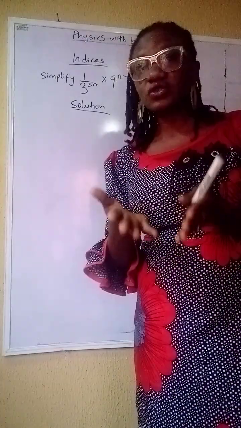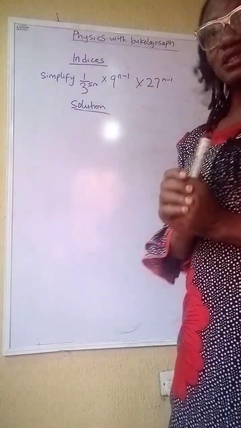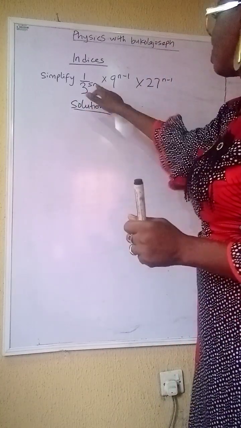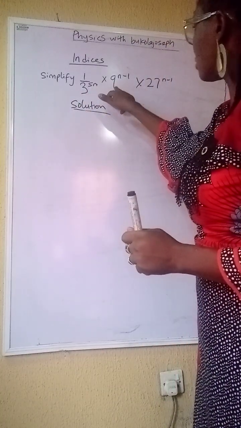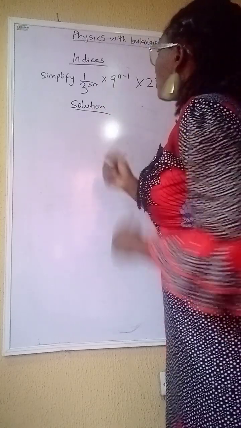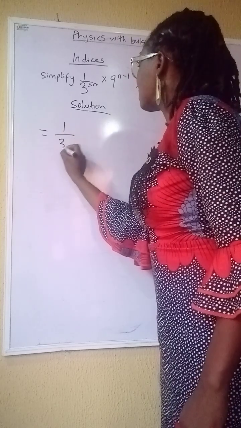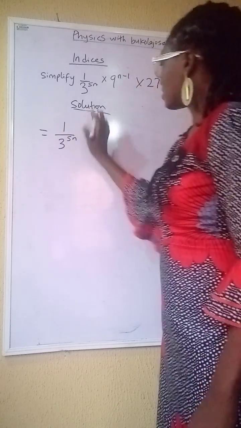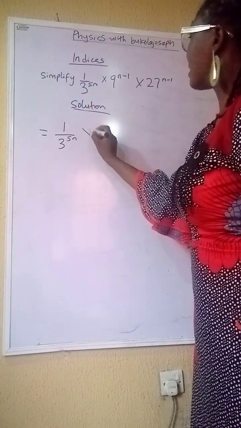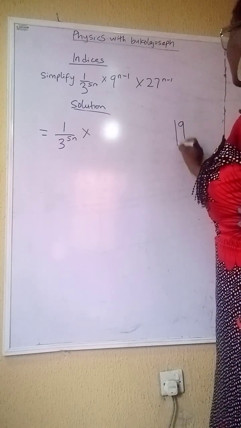Looking at this question, yes, we can convert everything to base 3. I think that's the lowest base. Let's start. We have 1 all over 3 raised to power 5n, which is already in base 3, times 9. Let's change 9 to base 3.